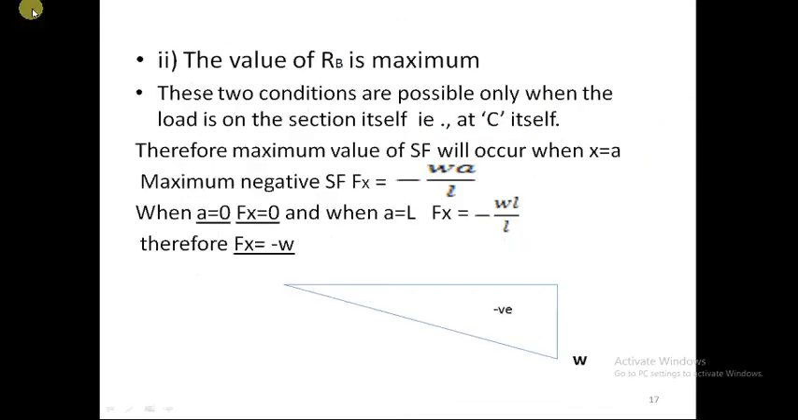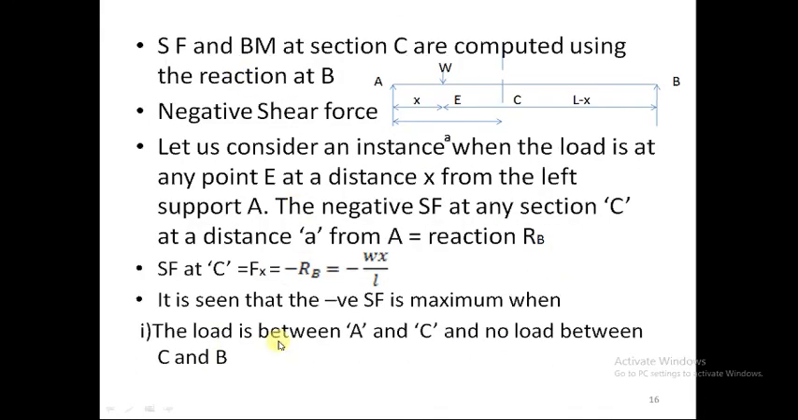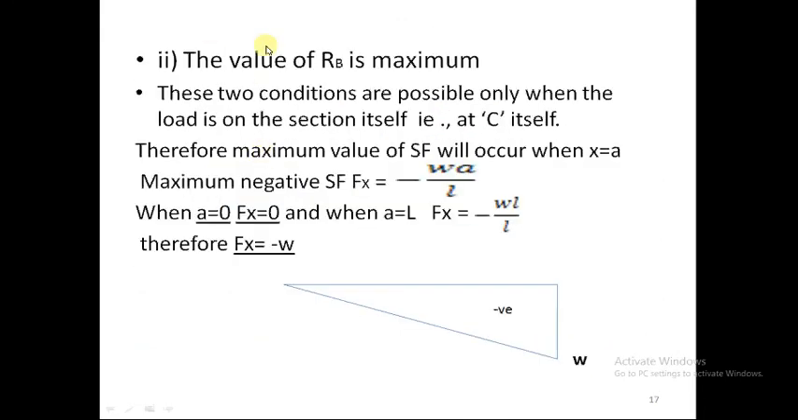So these are the two cases where the value of RB is maximum. Now, these two conditions are possible only when, now when will I get this condition, that is, the load is between A and C, and also I get the condition that RB is going to be maximum. These two conditions will be possible only when the load is on the section itself.